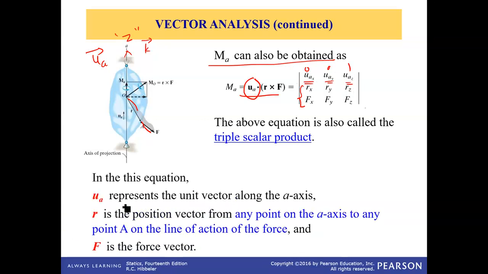So in this equation, UA represents the unit vector along the axis A. R represents the position vector from any point along that axis onto any point along the line of action of force. So this R, we have very much freedom to select. We can actually select this as R and we'll still get the same answer, as long as the tail of the R is on the axis of rotation and the head of the R is on the force vector.